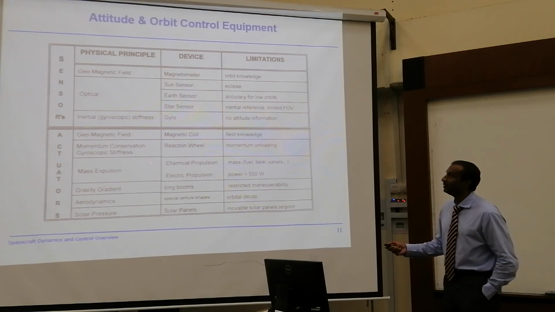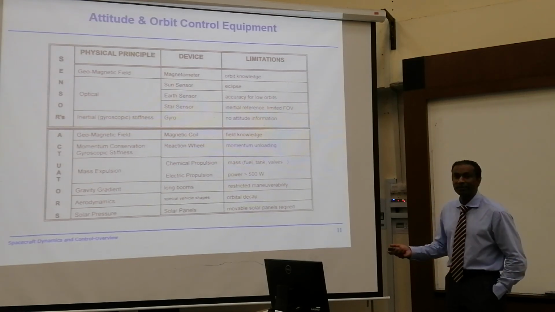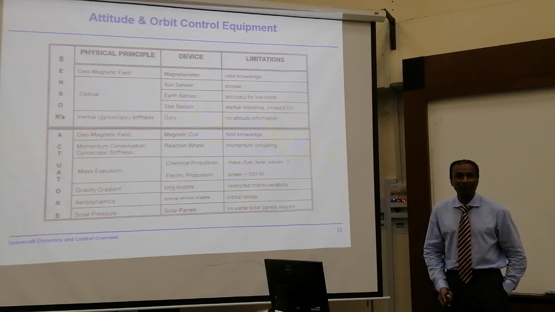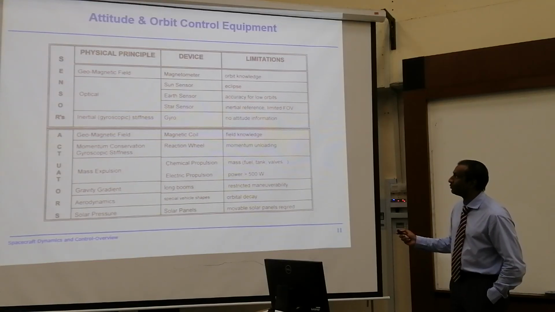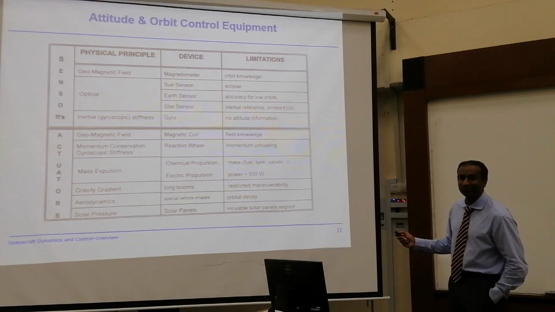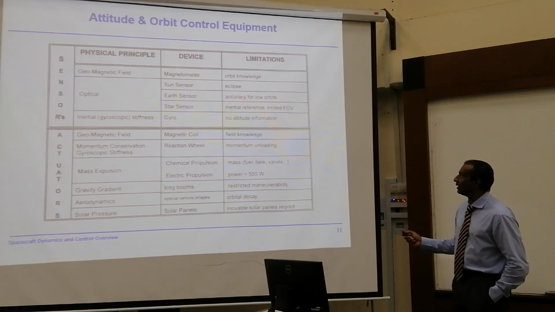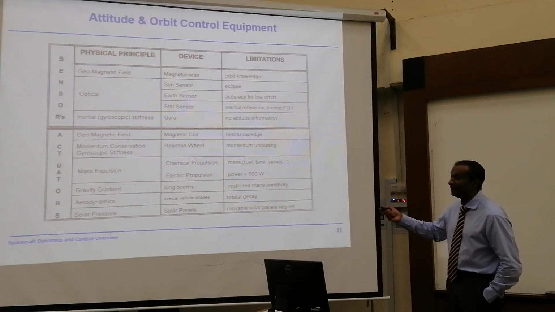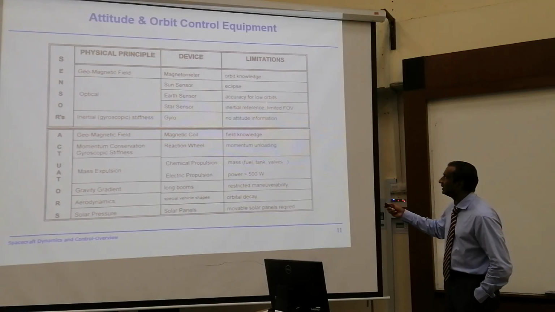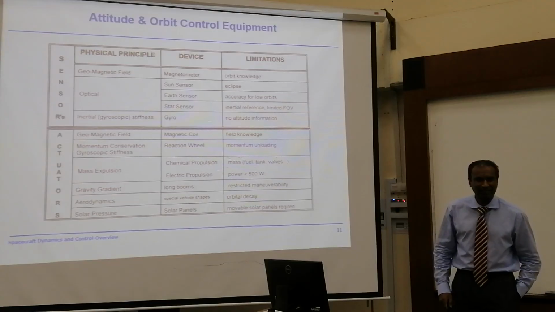Then you have a gyro. Yeah, you'll be using it in aircraft. Why not use it in spacecraft also? And these are the limitations. Orbit knowledge, yes, available. Eclipse, you can't. Sun, eclipse, gone. Earth, not bad, but only for low Earth orbit. If you are in a very high Earth orbit, let's say geostationary orbit, the Earth sensor might be ineffective.